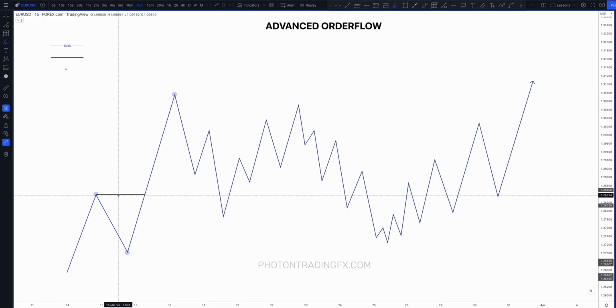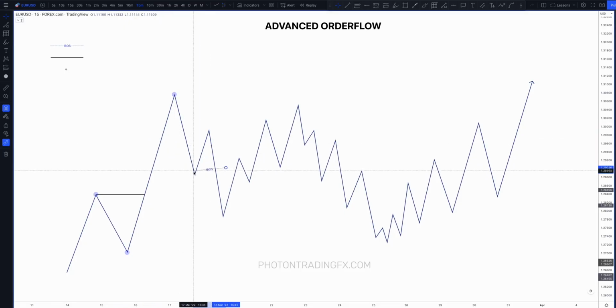So what do we expect after a swing break of structure? We expect a swing pullback. So we start to get that pullback to form that internal lower low. We then get an internal lower high, and then we get an internal lower low. So we can mark that on as our bearish internal break of structure.